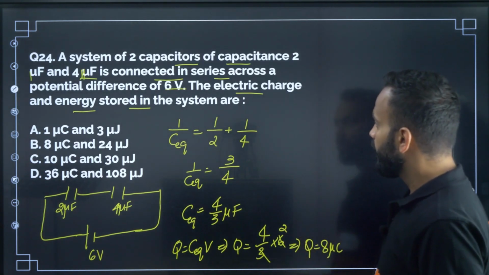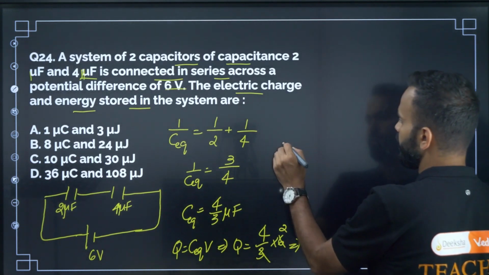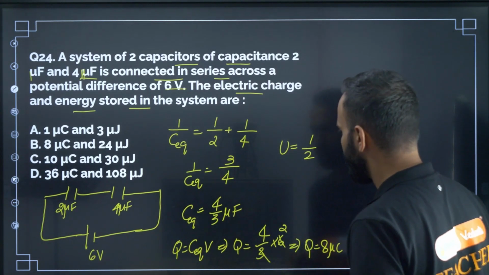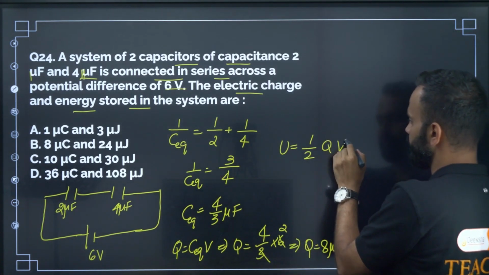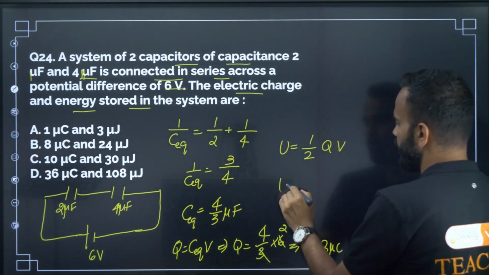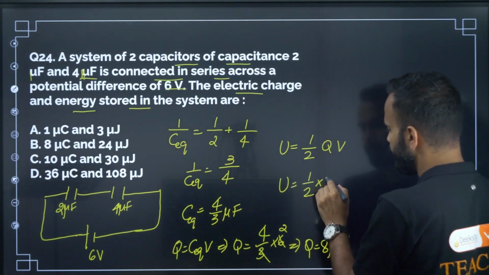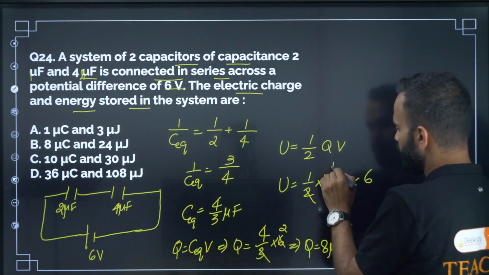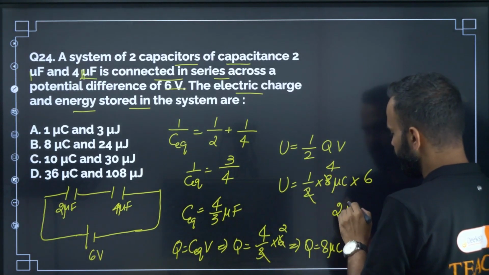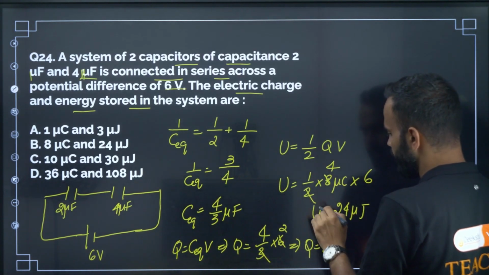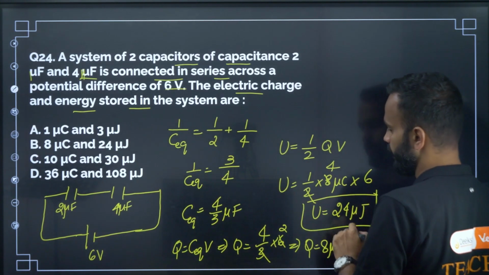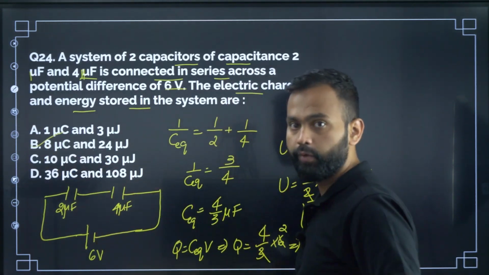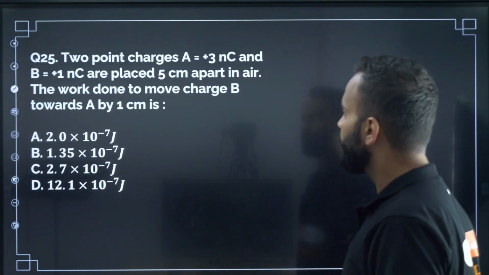Let us find the energy stored in the system. Energy stored, U, equals half into Q into V. So U equals half into Q, which is 8 microcoulomb, into V, which is 6. Half of 8 is 4, and 4 sixes are 24. So 24 microjoule is the energy stored in the system, and 8 microcoulomb is the charge stored in the system. So the correct option is B. Next question, question number 25.